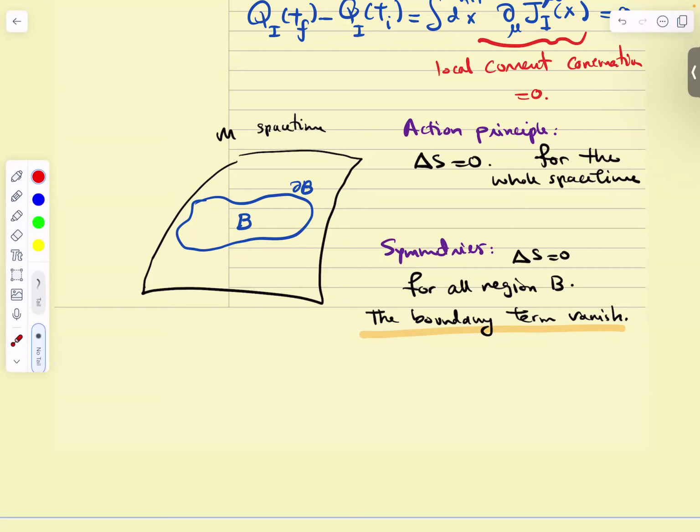So delta S was equal to 0 in the action principle for the whole space-time. We had to discard things all the way to infinity. Here we're not doing that. The boundary terms, not only that, the boundary terms will cancel. Questions? Thoughts? Comments? Go ahead.